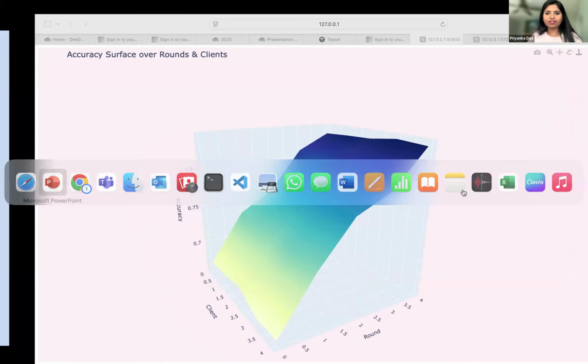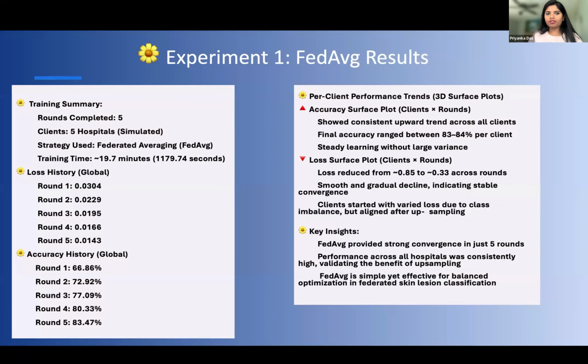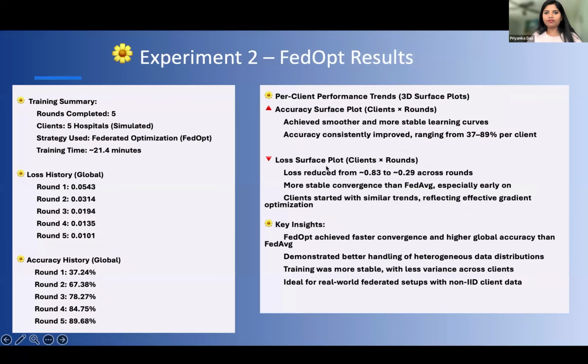This was the accuracy. Now coming to the second experiment, in which I was using the FedOPT strategy, and here also the training ran for 5 communication rounds, and it took about 21.4 minutes. Starting with the global loss, we observed a faster and smoother convergence, dropping from 0.0543 in round 1 to just 0.0101 by round 5. This is notably more efficient than what we saw with FedAVG.